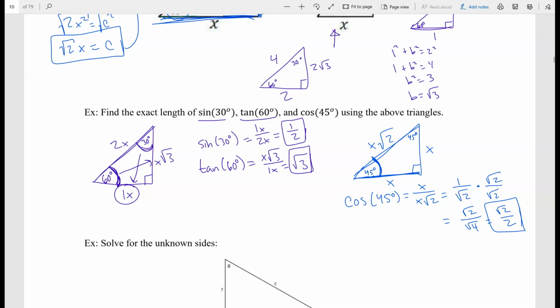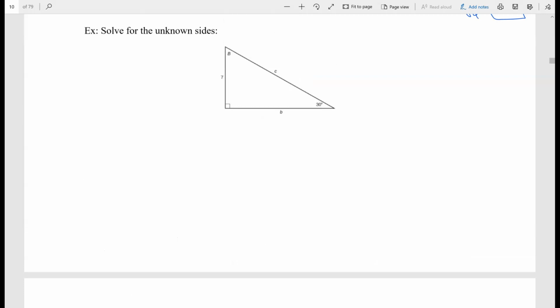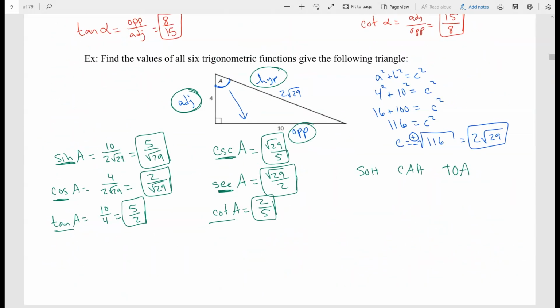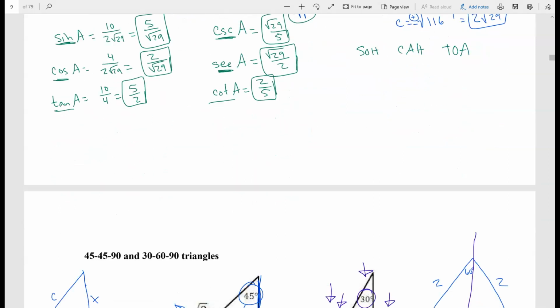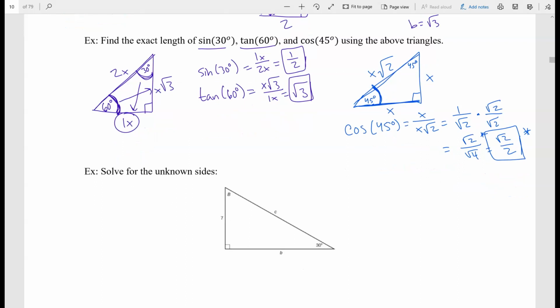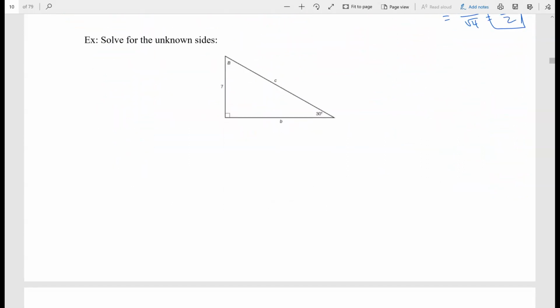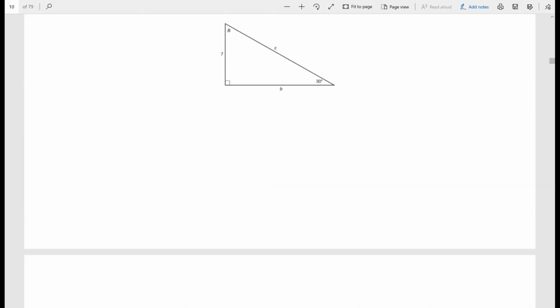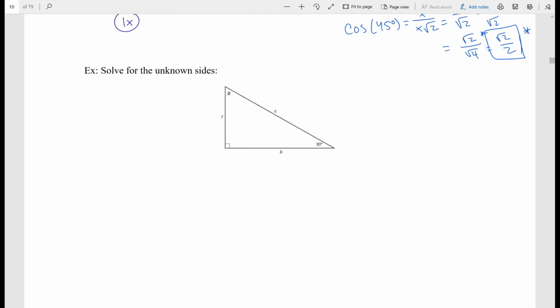You're going to see this a lot more. I don't really care about it when we do problems like these, but when we look them up in the unit circle, I am going to rationalize them because it'll be a little nicer to look at. So this problem, let's just do it in the next video.